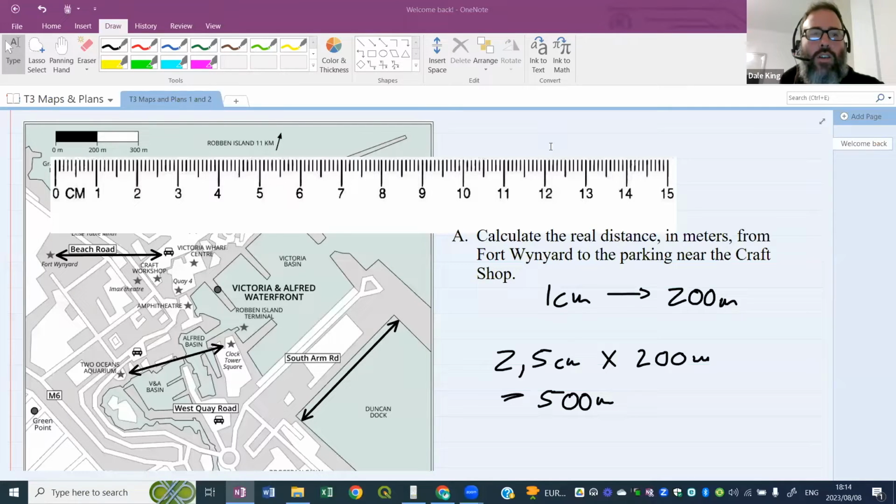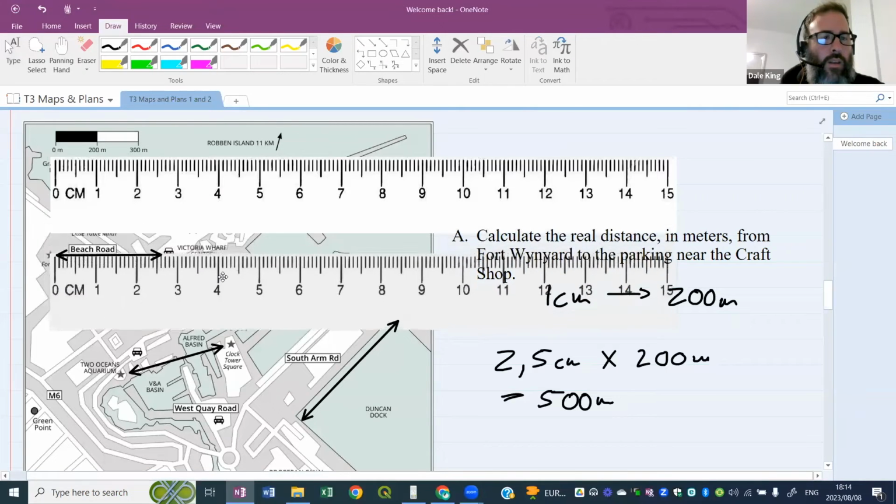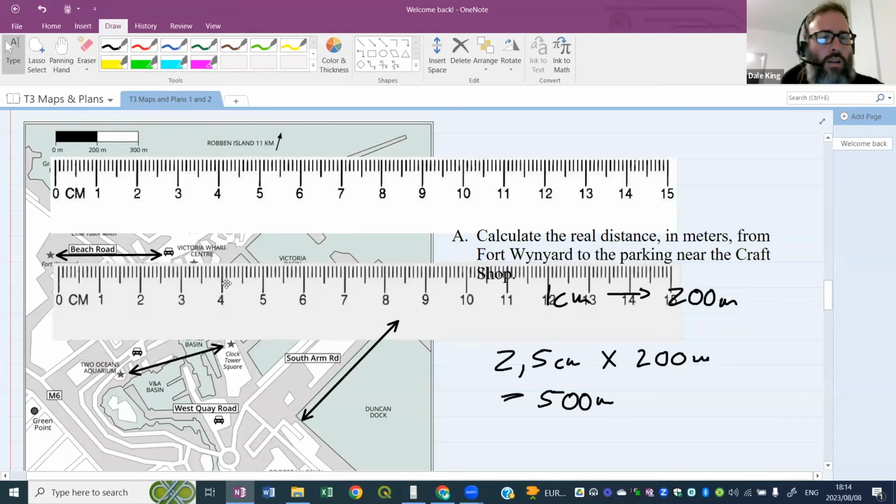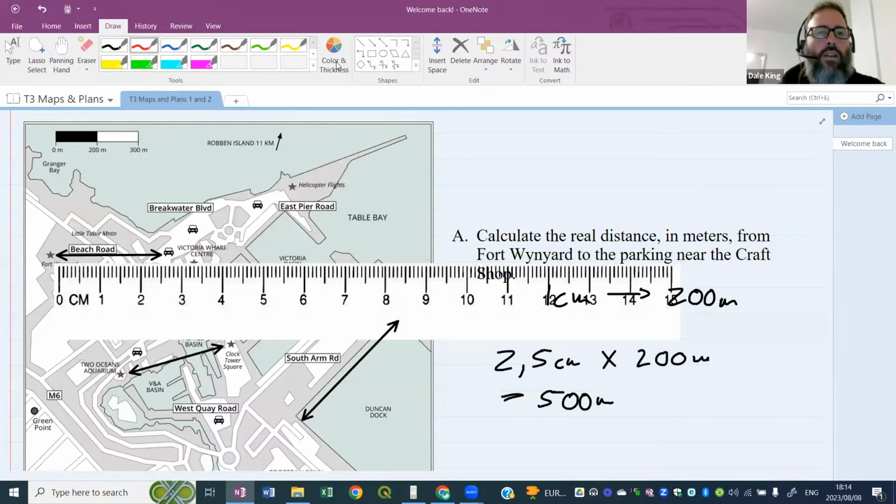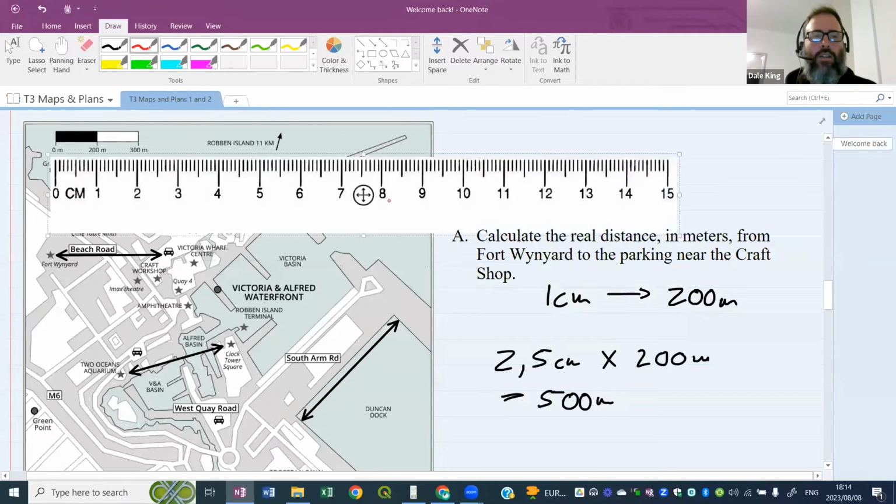What can I do for you? I want to ask, how did you get 2.5? Okay, so when I move the ruler down here, measure that line. So we can see here on my ruler 2.5 centimeters. Okay. You got it. Yes, sir. Excellent. Thank you, Tando. Thanks, sir.